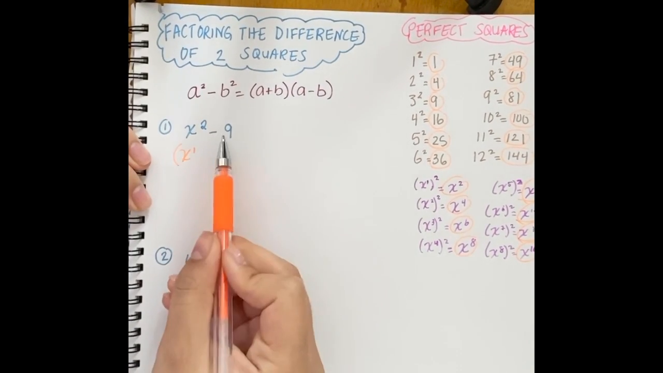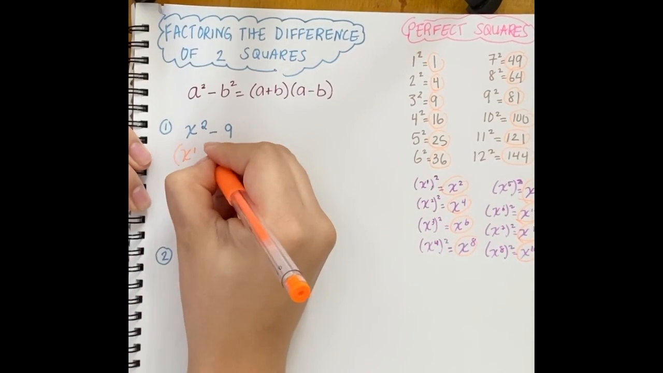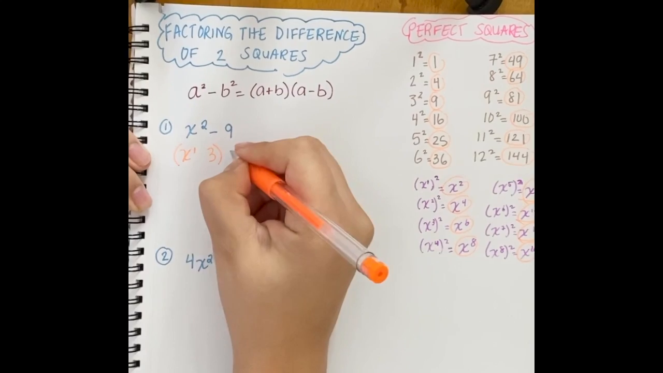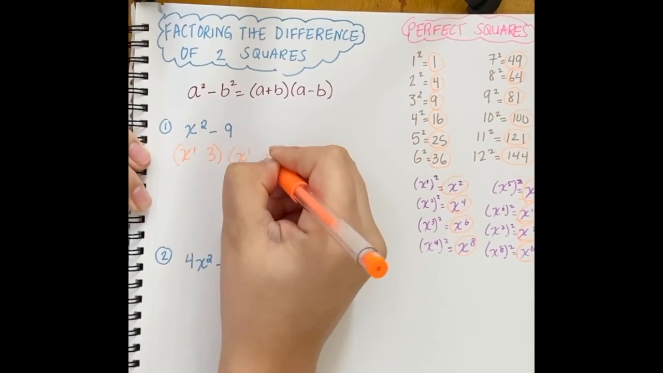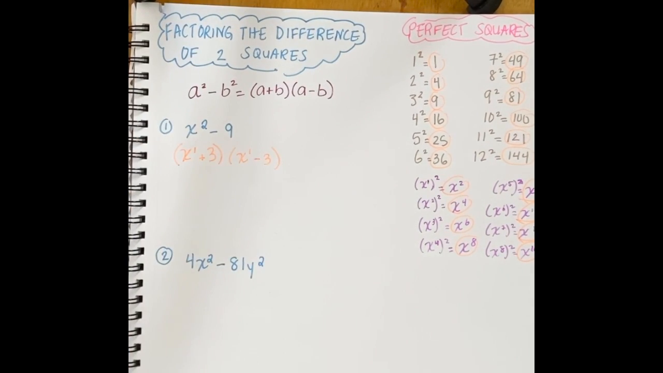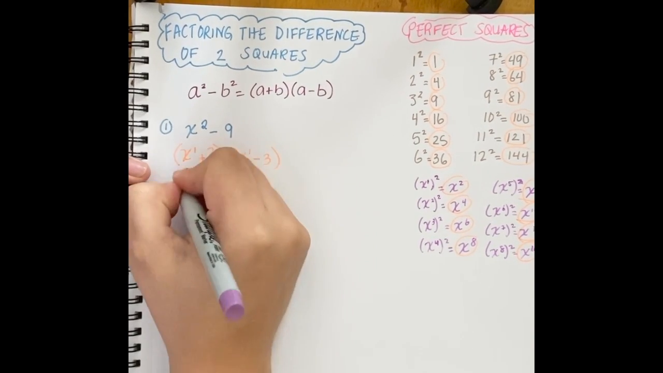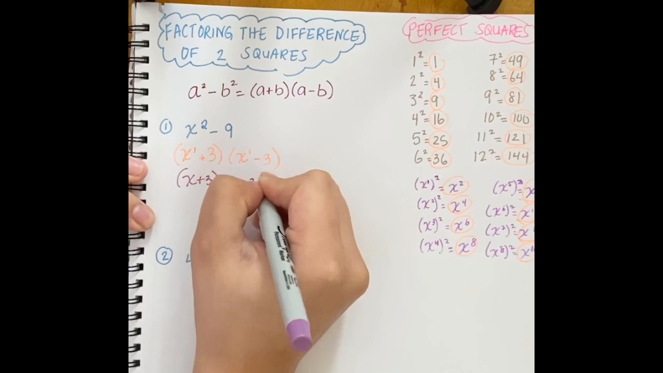And what times itself gives you 9? Well, the answer here is 3. So you're going to have two of them, but one's going to be positive and one's going to be negative. So your final answer will actually just be x plus 3, x minus 3.